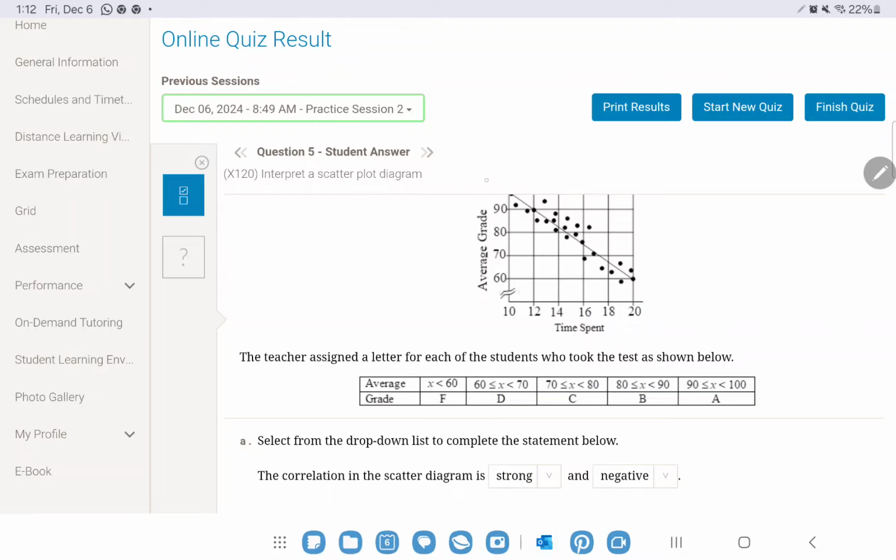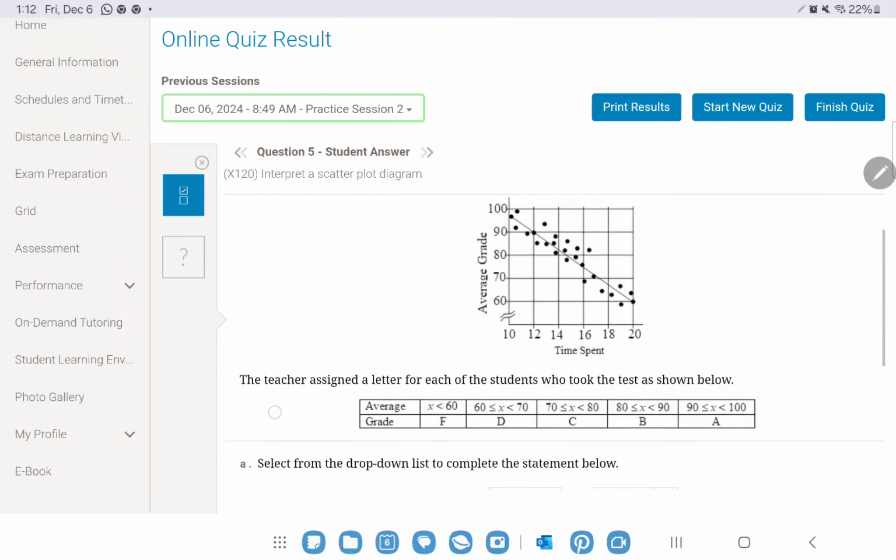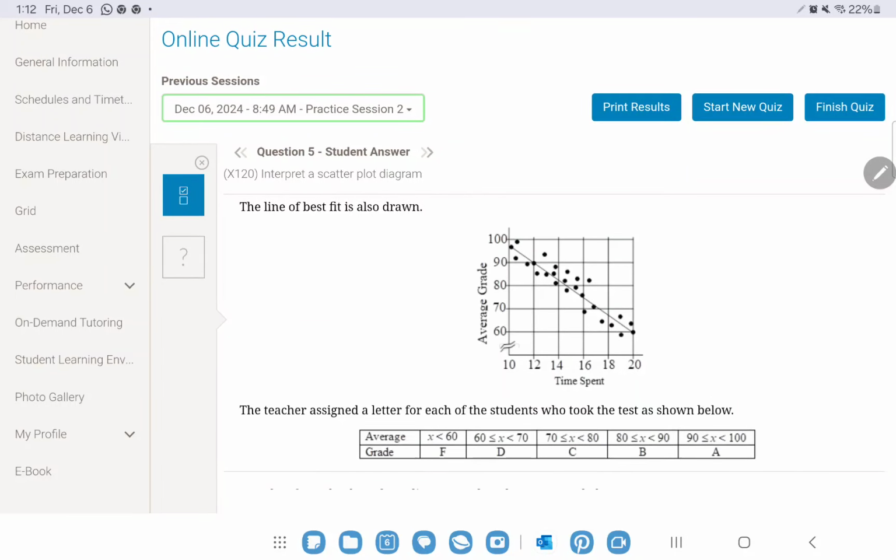And if they're all going downwards, like if the y is decreasing when you increase the x, it's negative. If they were going like this, then that would be positive. So it's strong and negative. Now, let's move on. They want us to find the equation of the best fit line. Okay, for this part, it needs some solving.